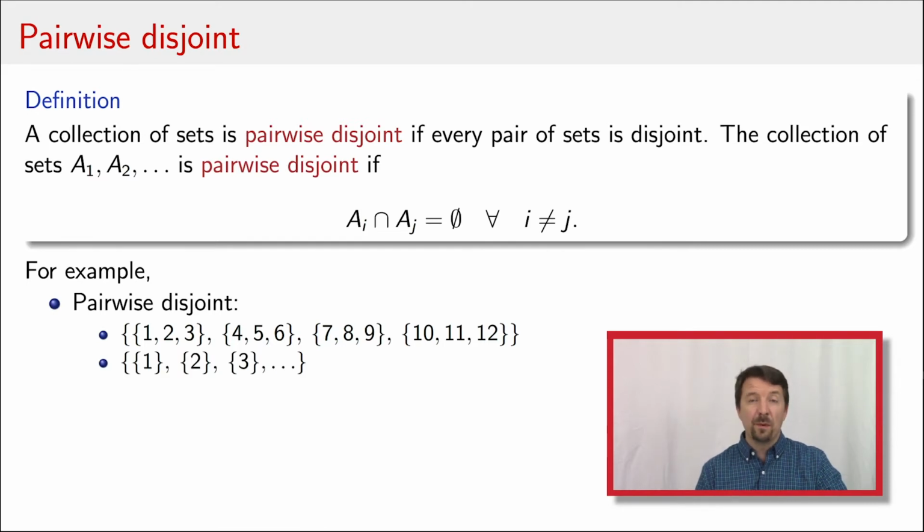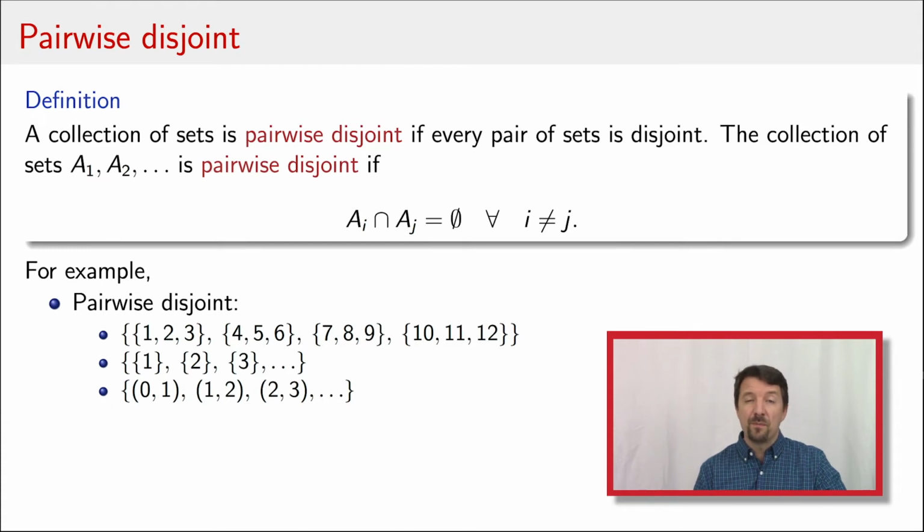Here's a second example. In the second example, each of the individual sets just has one element in it, and those elements are the positive integers. So the first set in our collection is the set that just has the number 1. The second set just has the number 2. The third set just has the number 3, and so forth. All right, now an infinite number of them. But again, if I take any pair here, they will have no elements in common because none of the numbers are repeated in this set of sets.